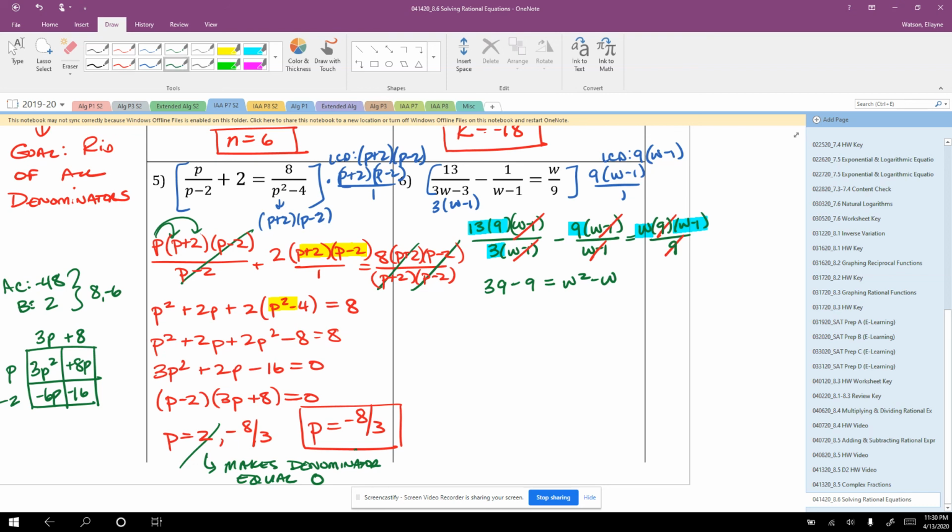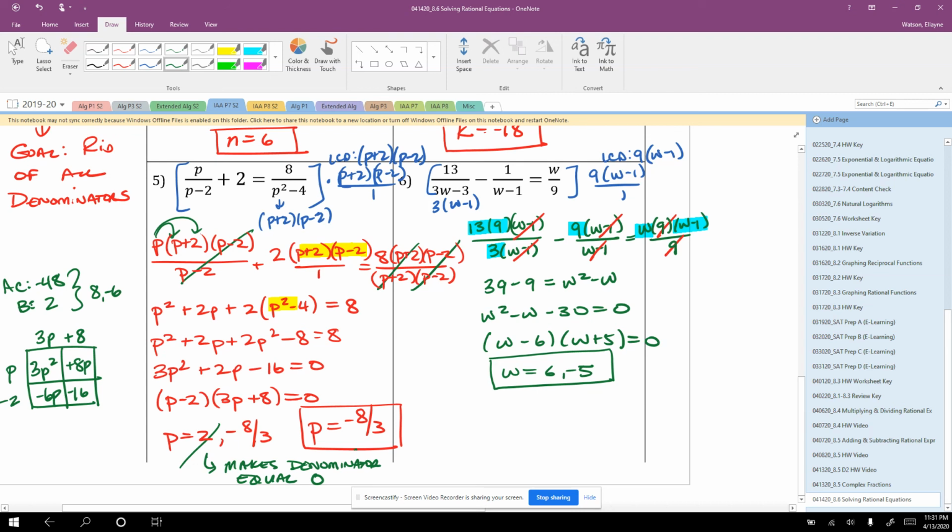Let's keep going. It's quadratic again. Let's get everything to one side. So w squared minus w minus 30 equals 0. This one is nicely factorable to w minus 6 times w plus 5 equals 0. Set them both equal to 0 to solve. Your w is equal to 6 and negative 5. Check those in the denominators. Make sure they don't make anything equal 0. They don't. So those both work. And those two are both our solutions.